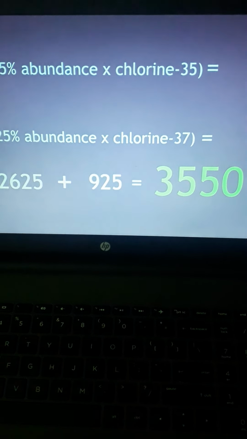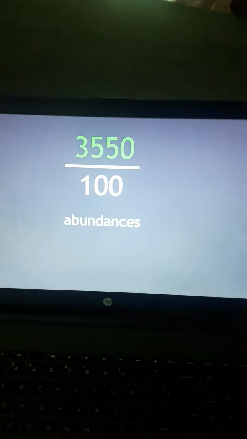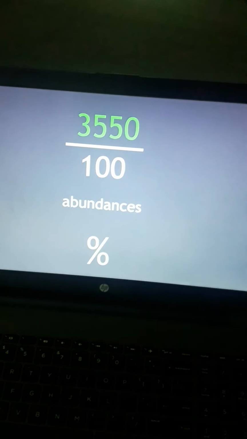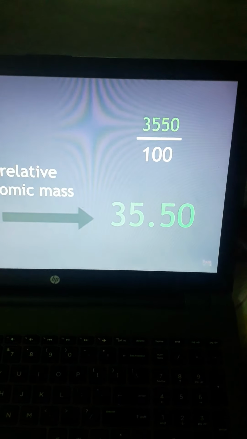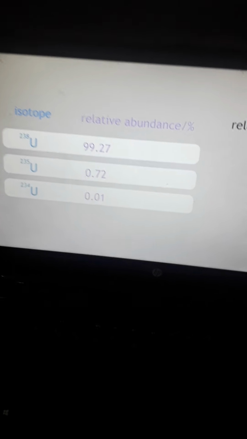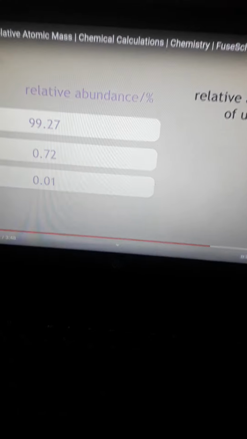The final step in calculating the relative atomic mass is to divide your answer by 100. This is because the abundances are given as percentages. This means chlorine has a relative atomic mass of 35.5. Here's a challenge. From the following data, calculate the relative atomic mass of uranium. Pause and continue when ready. So that was a video describing the calculation for calculating the relative atomic mass of chlorine.